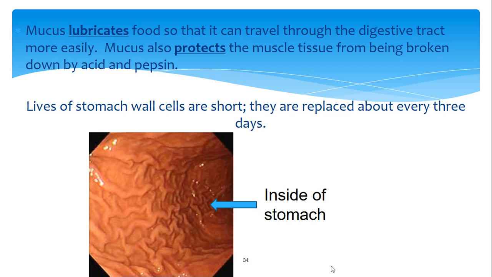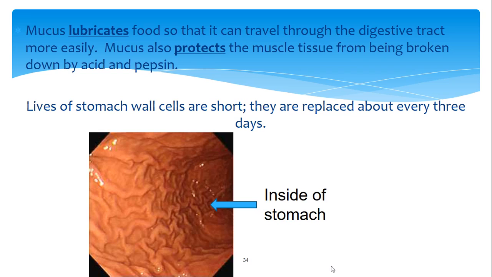So mucus is part of that gastric juice. And mucus does a pretty good job of lubricating the food and protecting the stomach. But as good a job as mucus does, some of that pepsin and acid still gets to the stomach cells. And we are constantly making new stomach cells. In fact, the life of a stomach cell is about 3 days, right? It's under tremendous chemical pressure, and we need to make new stomach cells all the time.